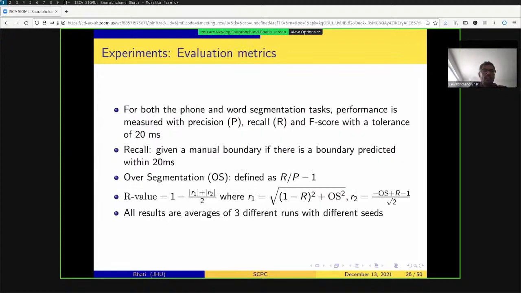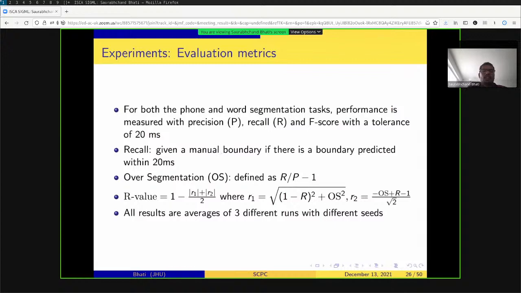And how do we evaluate both word segmentation and phone segmentation? We measure the performance with precision, recall, and F-score. To measure all of these, we use a tolerance window of 20 milliseconds. And recall is defined as, given a manual boundary, we check if there's a boundary predicted within 20 milliseconds or not.